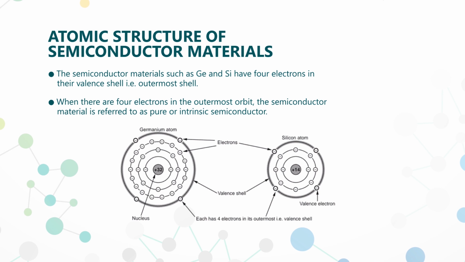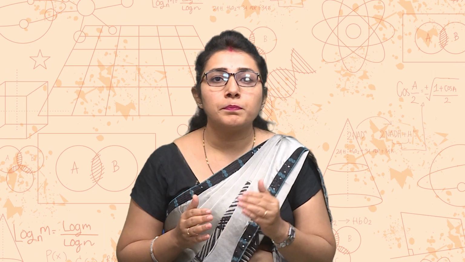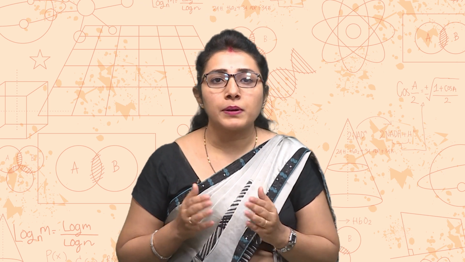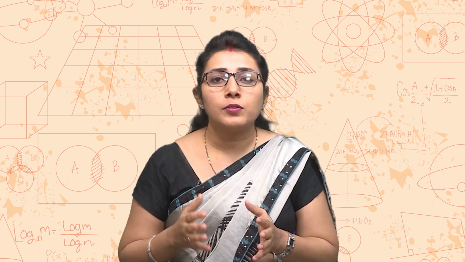So, semiconductors are those atoms or materials which have 4 electrons in their outermost shell. When there are 4 electrons in the outermost orbit, the semiconductor material is referred to as a pure or intrinsic semiconductor. Thus, the term pure or intrinsic semiconductor refers to semiconductor material which has 4 electrons in its outermost orbit.